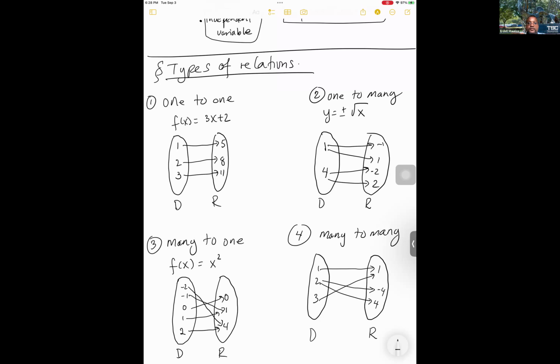Questions there on our relations? If I say I'm looking at two numbers and I'm putting one inside a first set called a domain, and one inside a second set called a range, these are the only four possible ways these numbers can be arranged when you talk about a mapping, or going from one value to the next.